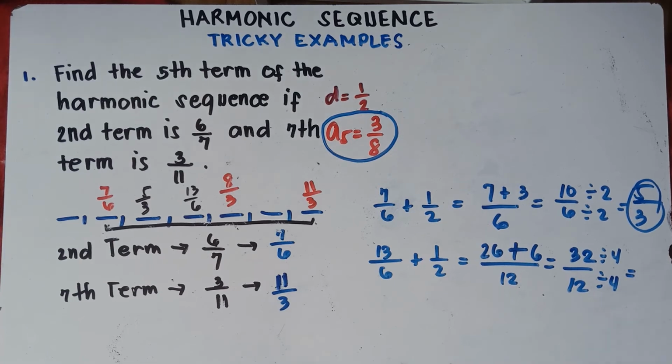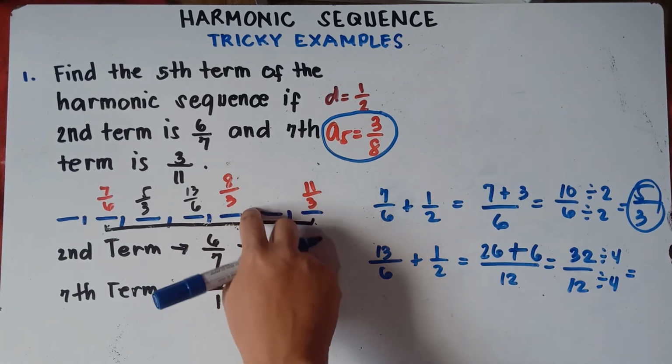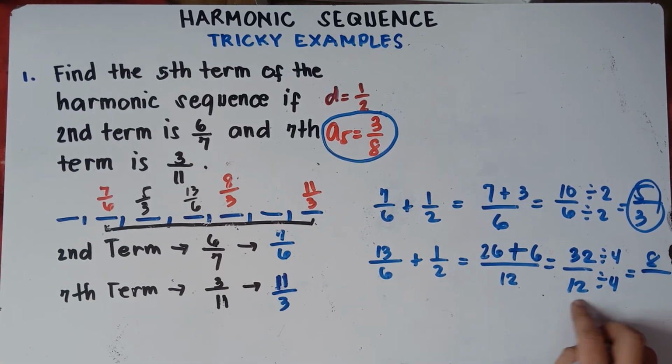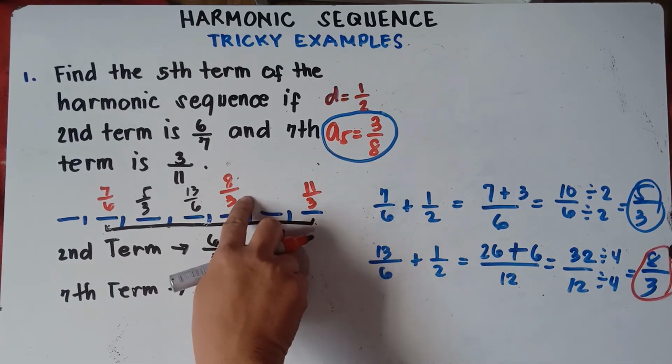So our fifth term, check class, we get 8 over 3, same answer. 32 divided by 4 is 8. 12 divided by 4 is 3. You get the same answer, class, 8 over 3 for the arithmetic sequence.